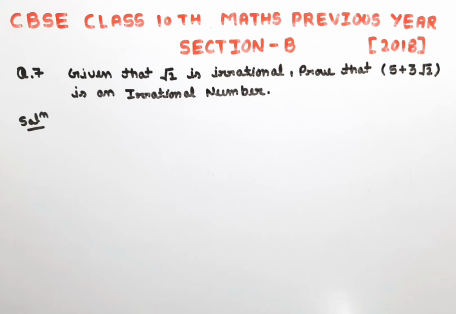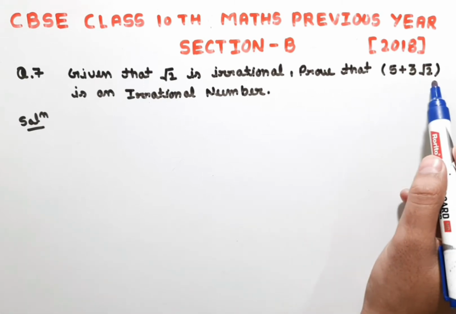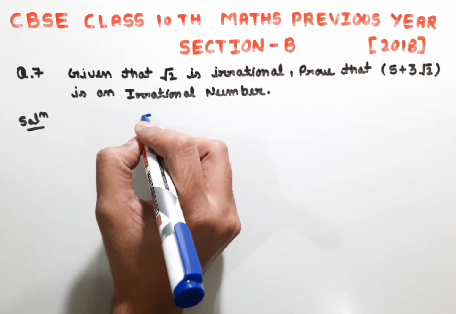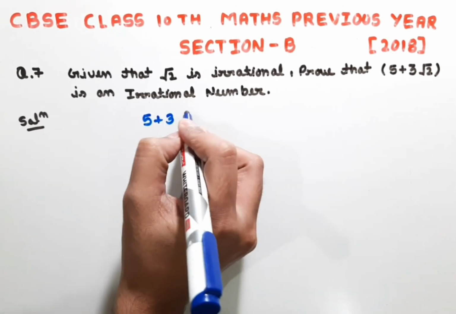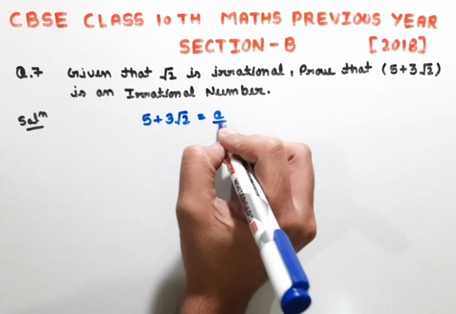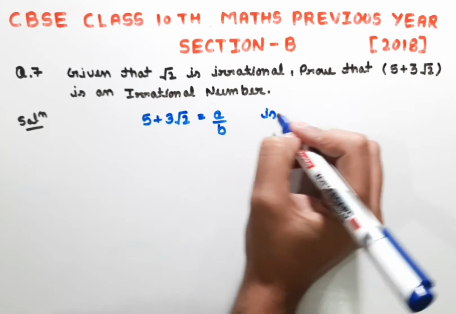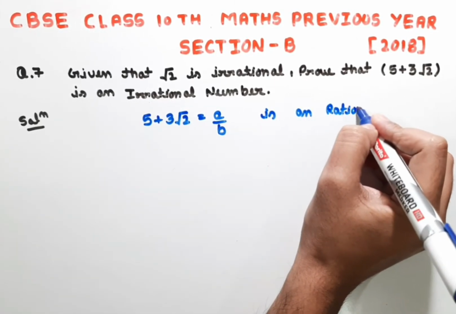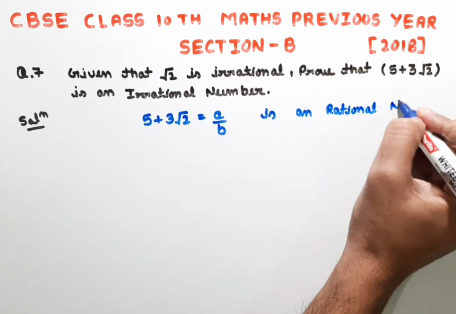So in this problem, we are given that root 2 is irrational and we have to prove that 5 plus 3 root 2 is an irrational number. So firstly, we will assume that 5 plus 3 root 2 equals a upon b, a rational number.